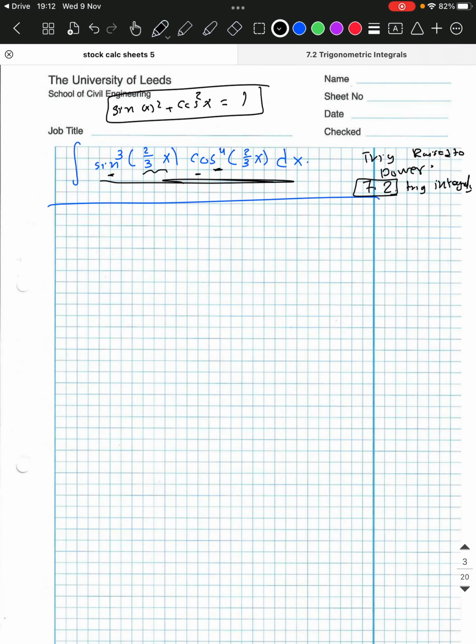Don't get scared of this. This is going to matter by the end, when I'm integrating anyway. So now I separate one. It's going to be the integral of sine 2 over 3 x, sine squared 2 over 3 x multiplied by cosine to the power 4, 2 over 3 x dx. So now I'm going to use an identity on this one.